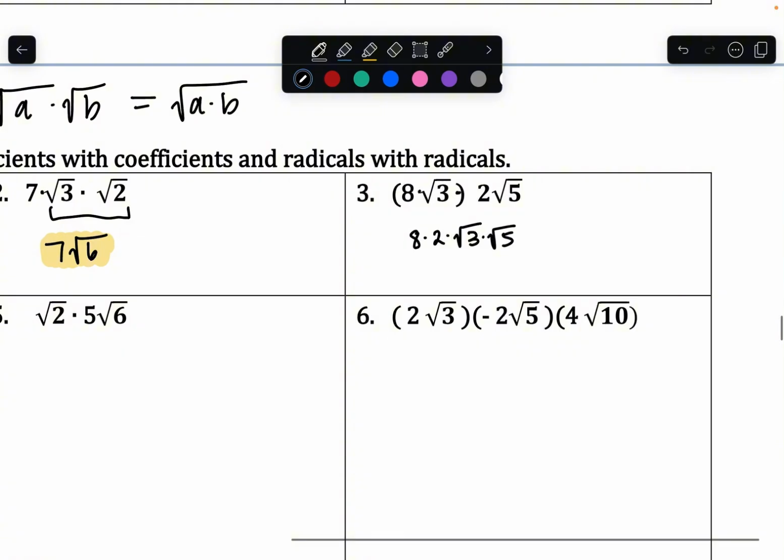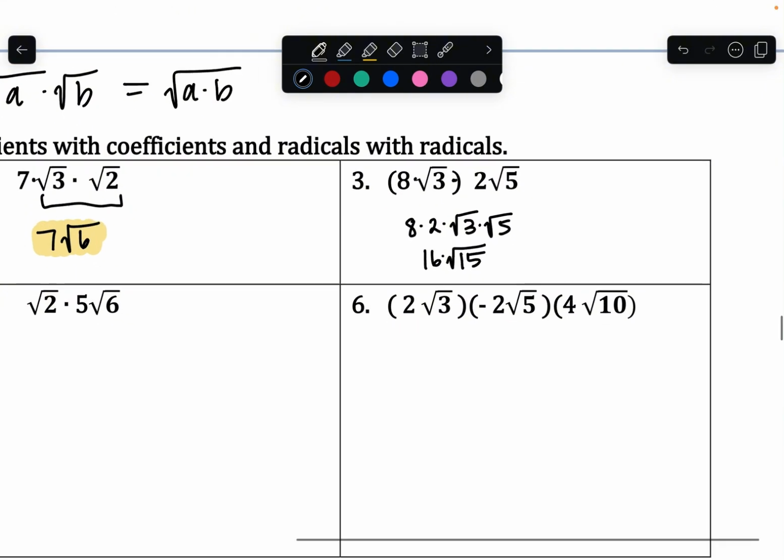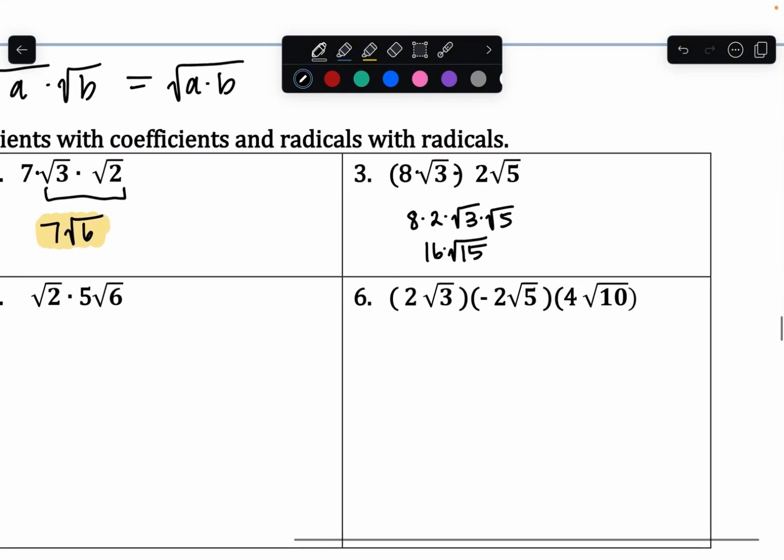Okay, and so 8 times 2, those can become 16. And then the square root of 3 times square root of 5 is square root of 15. If it doesn't have a radical, it stays outside the radical. If it does have a radical, it gets combined with other radicands.